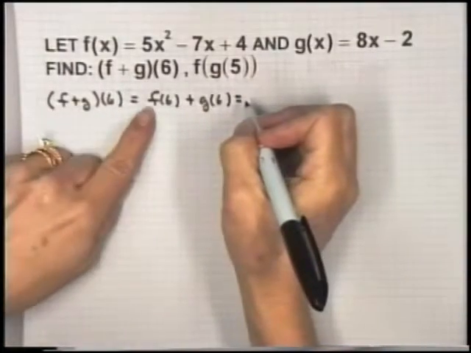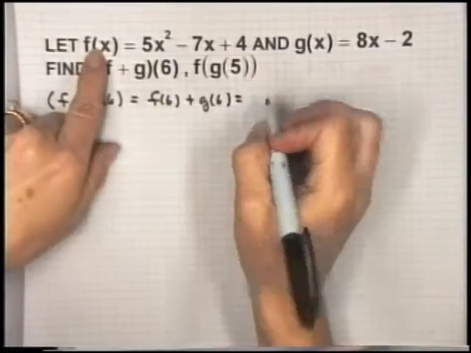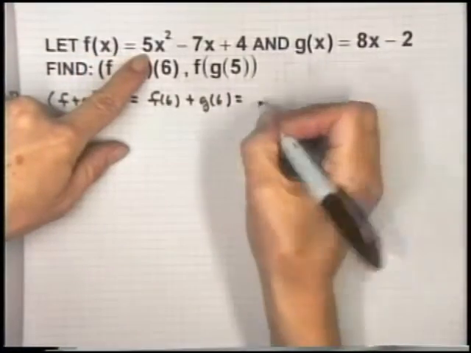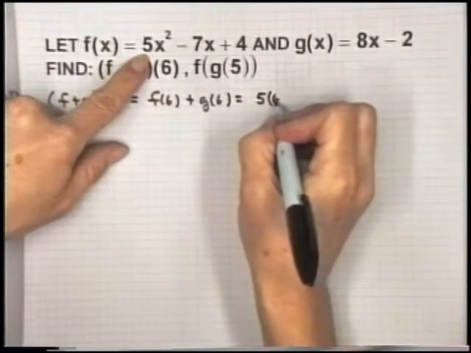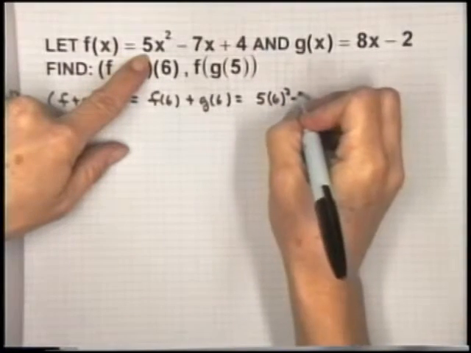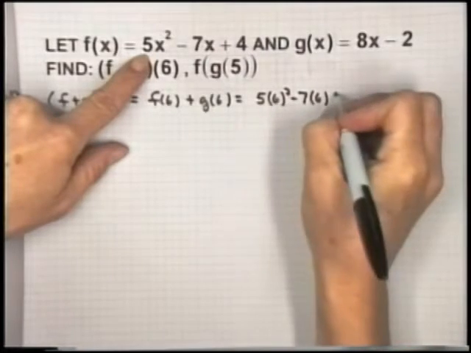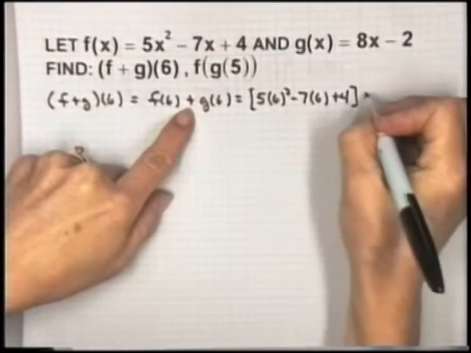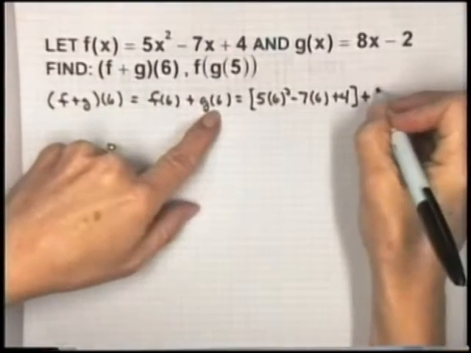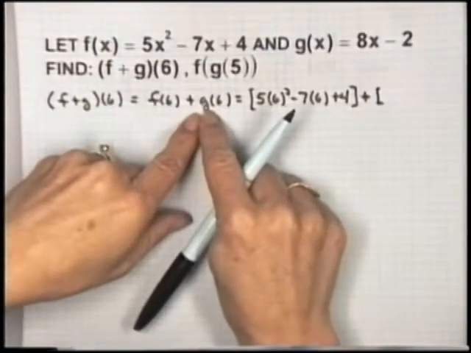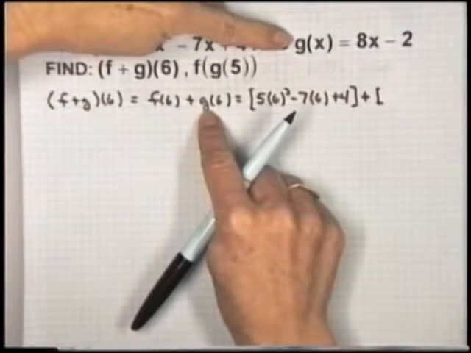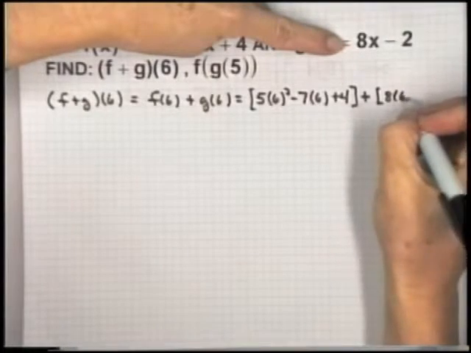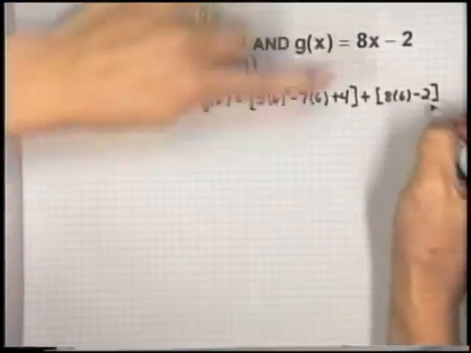F of 6 says you're going to go to function f and replace x with 6. So let's do that. I have 5 times 6 squared minus 7 times 6 plus 4. I'm going to put that in a bracket. And then we have plus g of 6. G of 6 says you're going to go to function g up here and replace the x with a 6. So doing that, I have 8 times 6 minus 2.